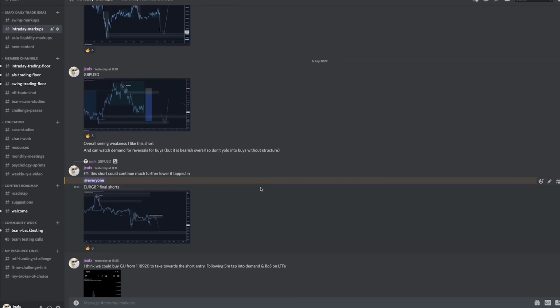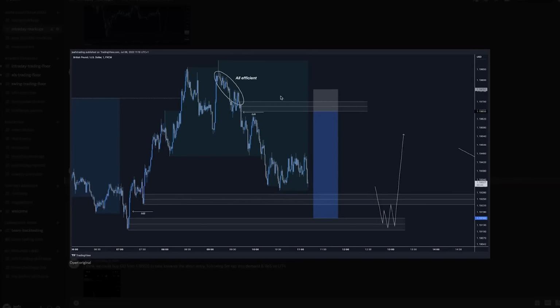Now we're going to break down the loss, which was what I took today. And that was this GBPUSD short order. So you can see here I entered from a 1-minute supply. It was a larger 5-minute supply. Stop was just above the 5-minute supply. Following that same rule, see, all efficient here. So we wanted to just use the inefficient areas.